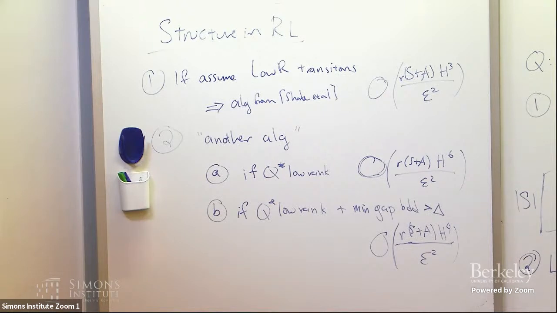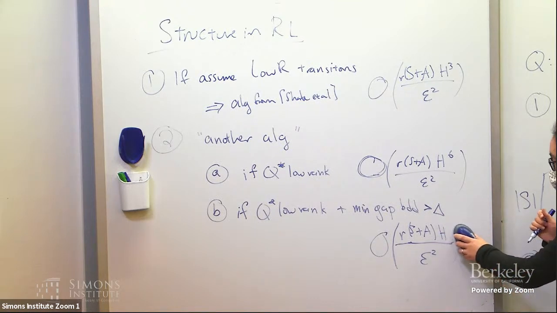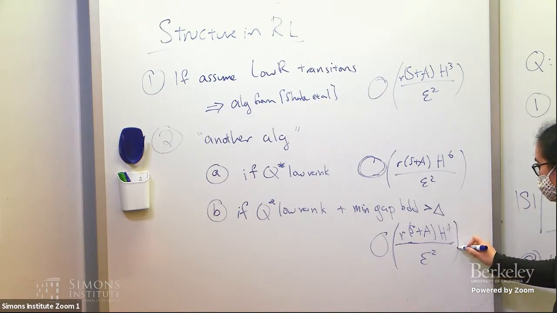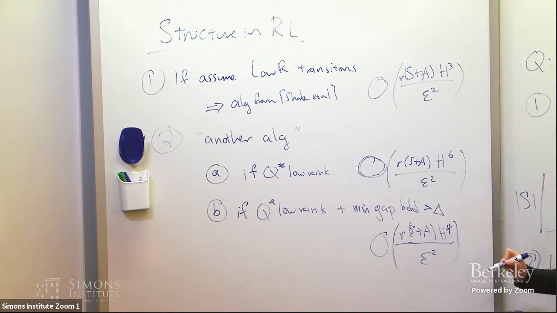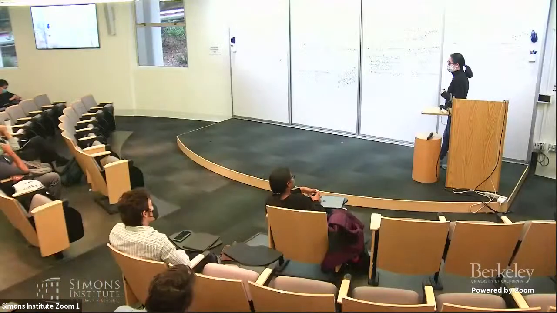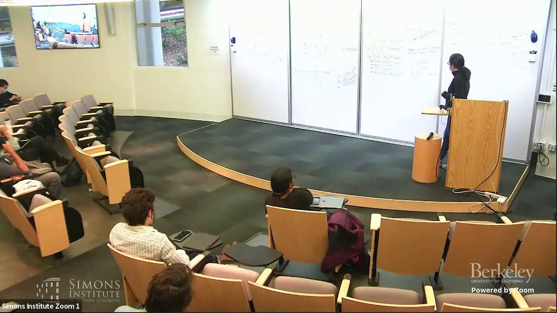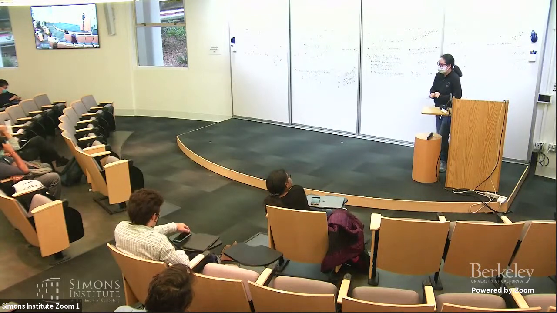H to the 6 doesn't bother me that much, if you can get the R times S plus A. Yeah, so we can get it. But you still need those conditions. Oh, okay. Yeah, I don't know how to get around this condition. That is a good question. I see.